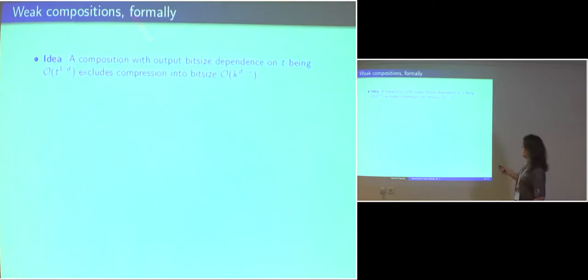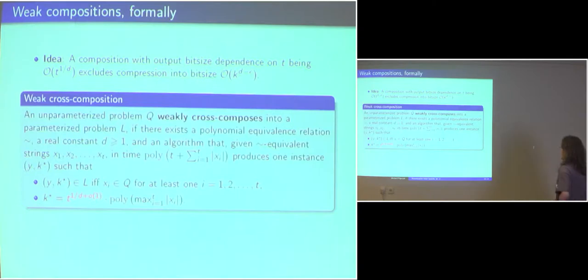Yes? So this means that if I have a composition that yields me an instance not with bit size depending polynomially on log t and k, but with bit size poly k times t to 1 over d for some constant d, then I actually exclude the compression into better bit size than k to the d. Yes? Because just the combination of the two yields the same blow-up in the complexity-theoretic collapse. Yes? So now we can define this notion of weak composition.